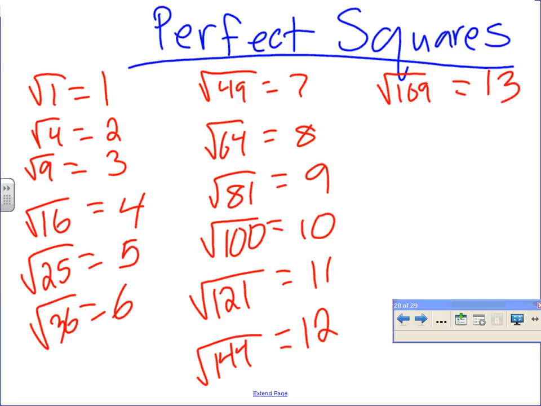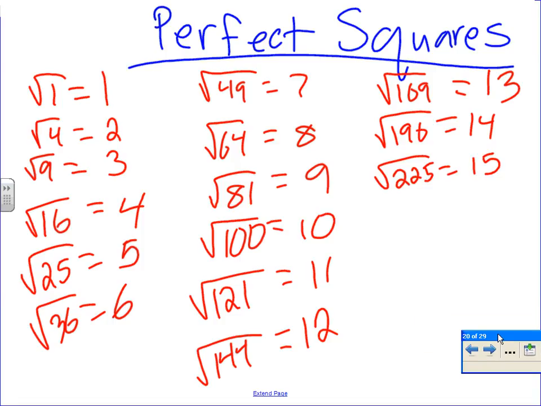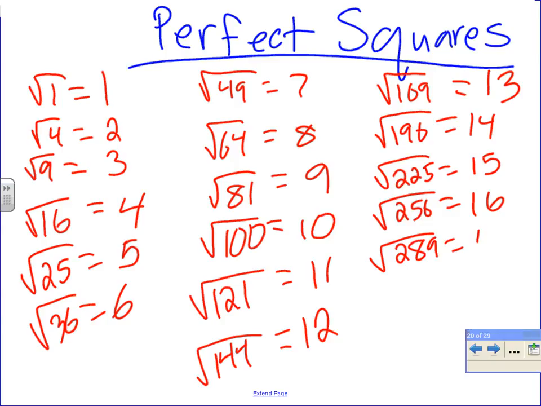Good. Next one. A couple more. Zach? Good. Square root of 196, which is 14. Next one. 225. Good. Square root of 225, which is 15. Jake, next one. Good. Square root of 256, which is 16. Who knows the next one? Zach. Good. Square root of 289, which is 17. 3 more.